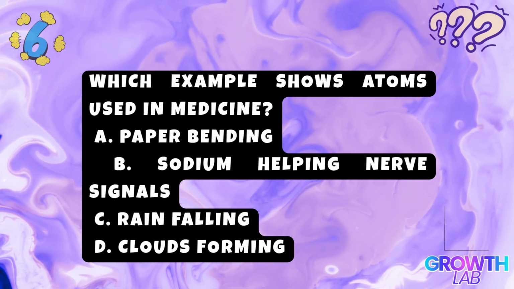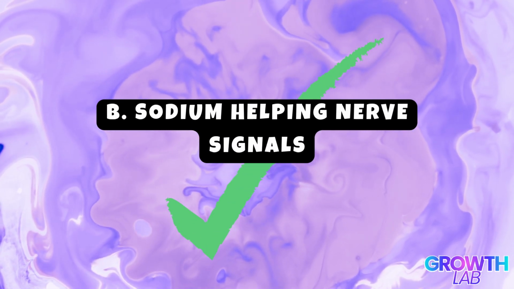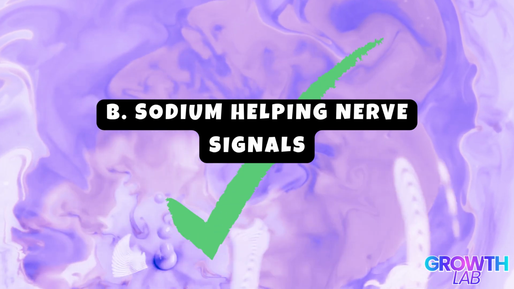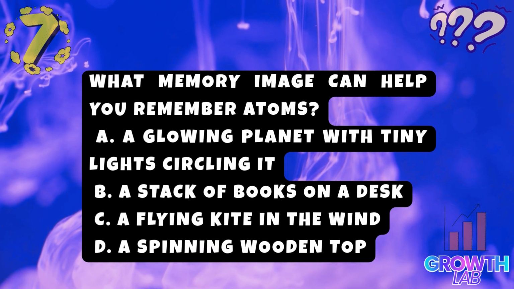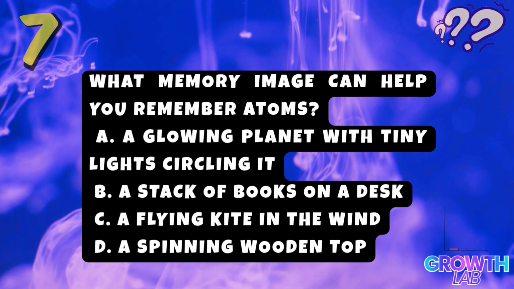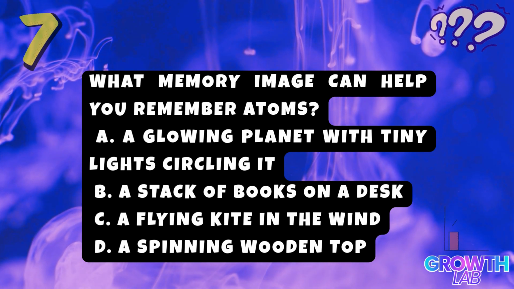Option C, rain falling. Option D, clouds forming. Correct option is option B, sodium helping nerve signals. Sodium ions move to transmit nerve impulses. Question 7. What memory image can help you remember atoms? Answer options are: Option A, glowing planet with tiny lights circling it.